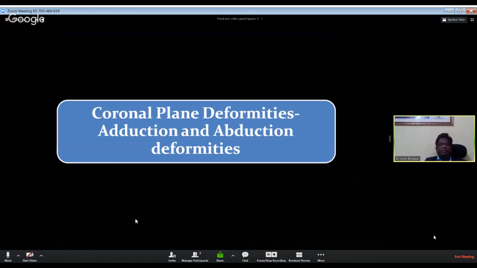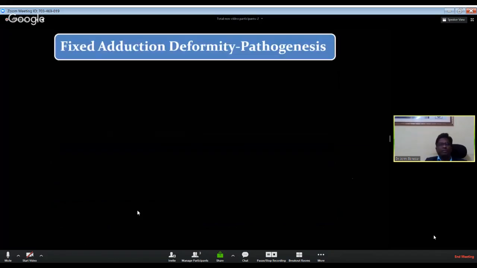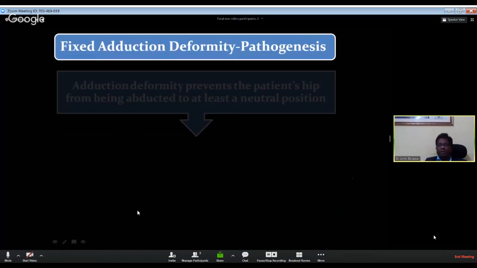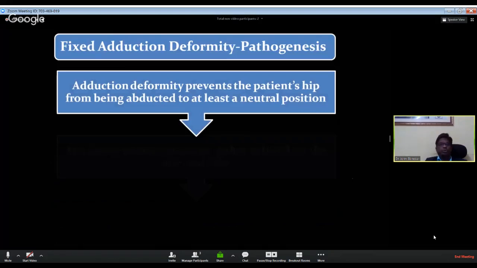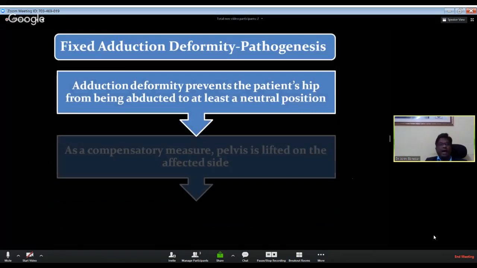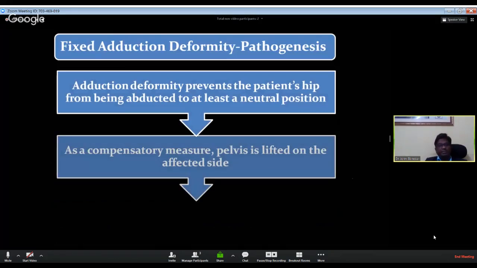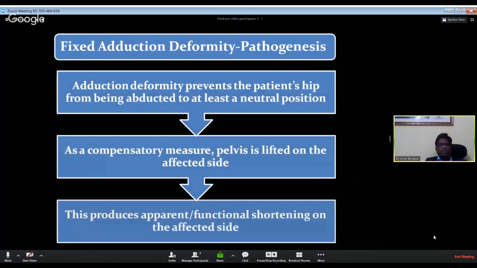Now, we come to the coronal plane deformities, the adduction and abduction deformities. Fixed adduction deformity. What is the pathogenesis? Adduction deformity prevents the patient's feet from being abducted to at least a neutral position. As a compensation, the pelvis is lifted on the affected side. This produces what is known as the apparent or functional shortening on the affected side.